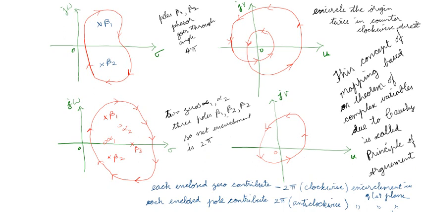Okay, this is your S plane, this is your Q(S) plane, right? That's what I say here. Each enclosed zero contributes minus 2 pi. Minus 2 pi means clockwise encirclement in the Q(S) plane. Each enclosed pole contributes 2 pi in the anti-clockwise direction. It's the encirclement in the Q(S) plane. Okay.